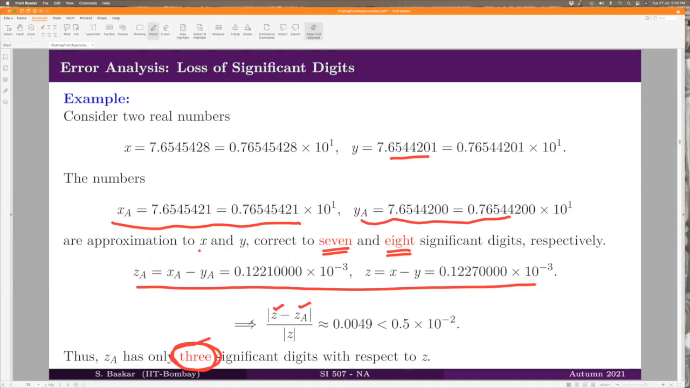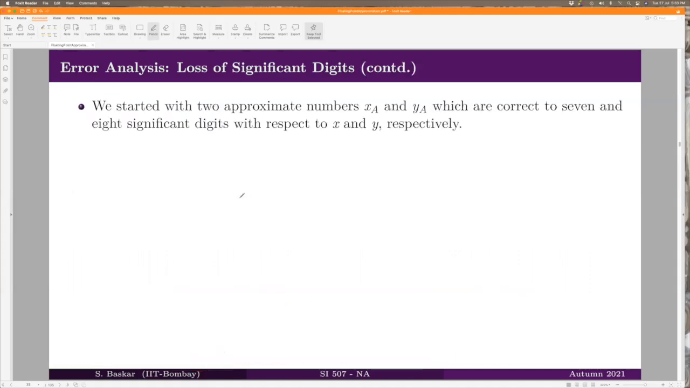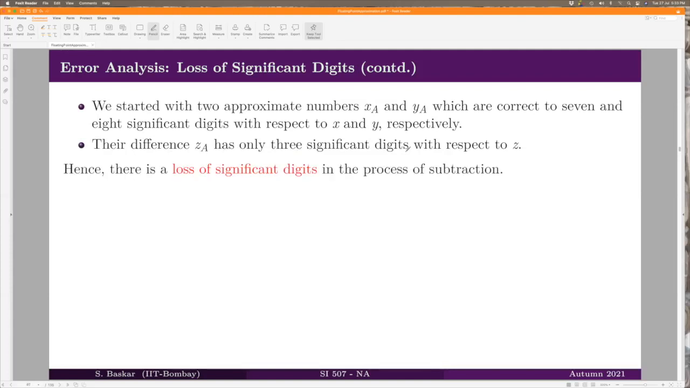This is a very important concept we will be using throughout our course. Again, I'll repeat, we started with two approximate numbers, XA and YA, which were correct to 7 and 8 significant digits respectively when compared to X and Y. Their difference ZA had only 3 significant digits with respect to Z. Therefore, there is a loss of significant digits in this process. Now the question is, so what?